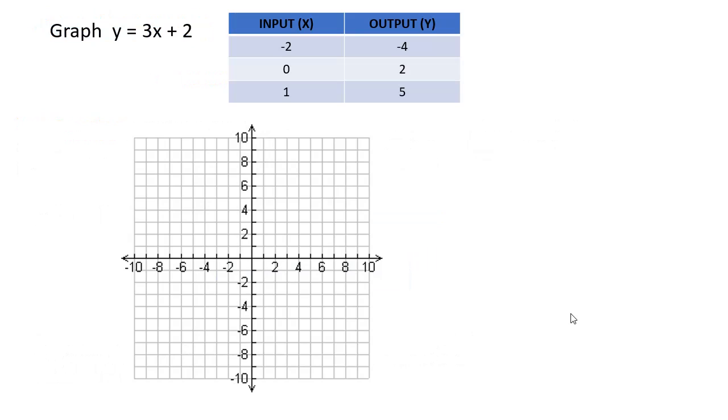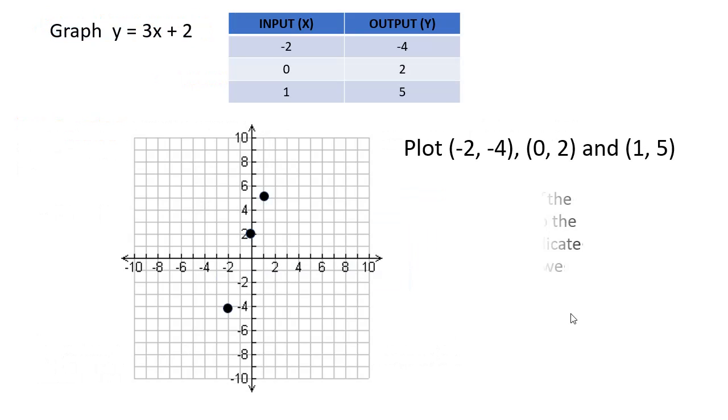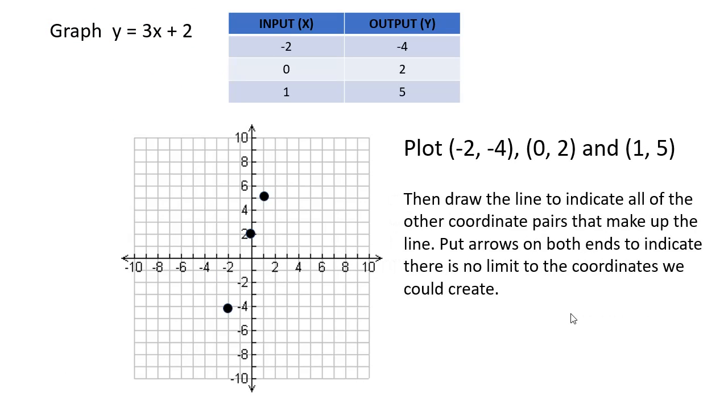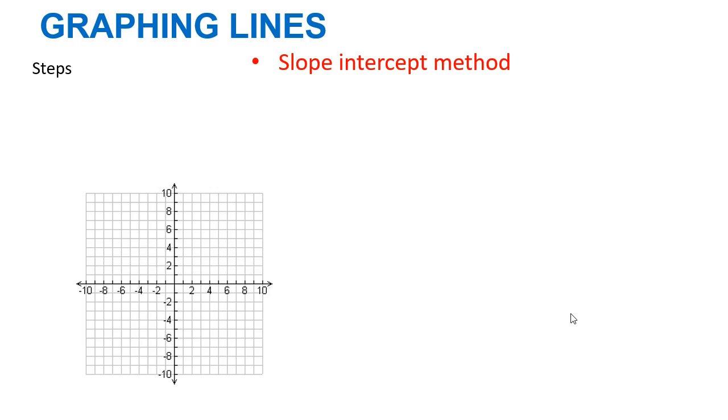So if I plot each one of those points, it's going to look something like this. And then all I've got to do is connect them with a straight line with an arrow on each end, and I've got a graph of that line. Now the other approach is to use the slope and the y-intercept.